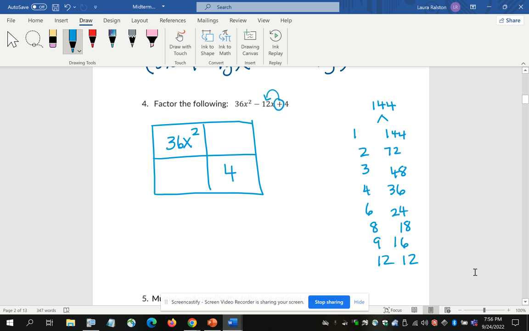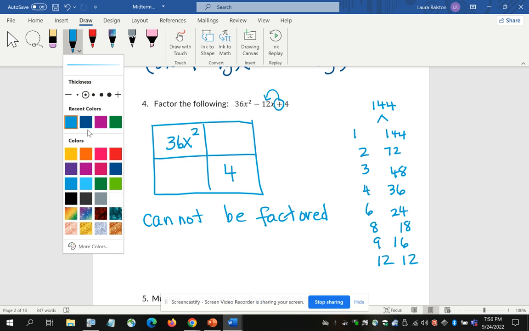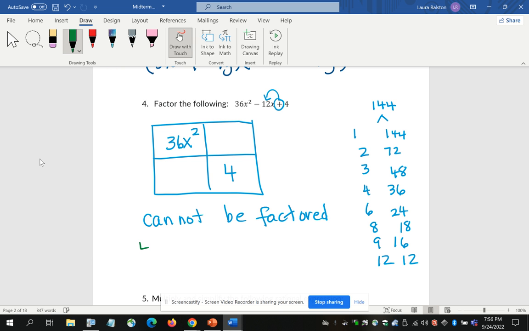All right, it appears that this particular problem, because you can't find a pair, cannot be factored. I can't break it down. Even if I were to factor the 4 out, I don't think that would help me. Okay, just in case, let's double check that. If we factor out the 4, we have 9x squared minus 3x plus 1. Nope. No way to add and get 3. So this particular problem cannot be factored.